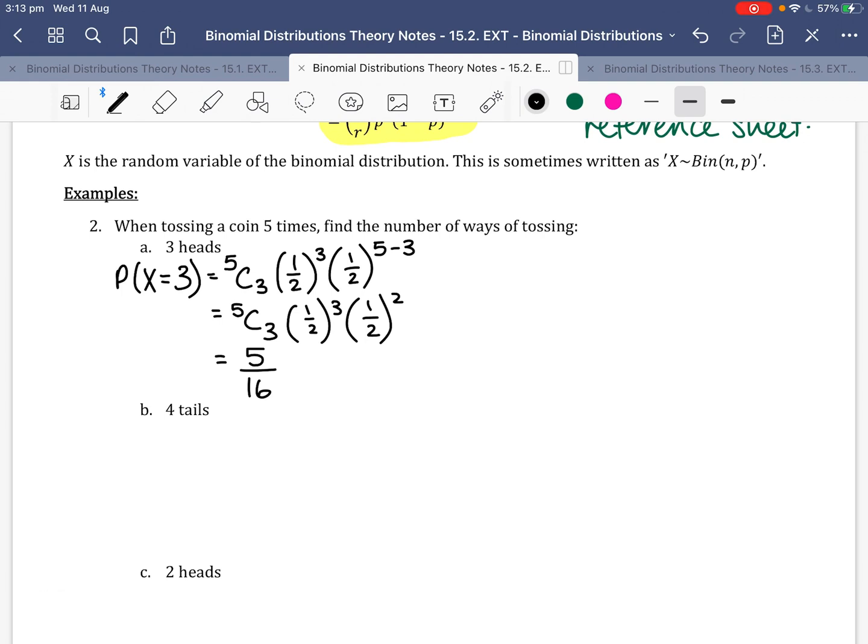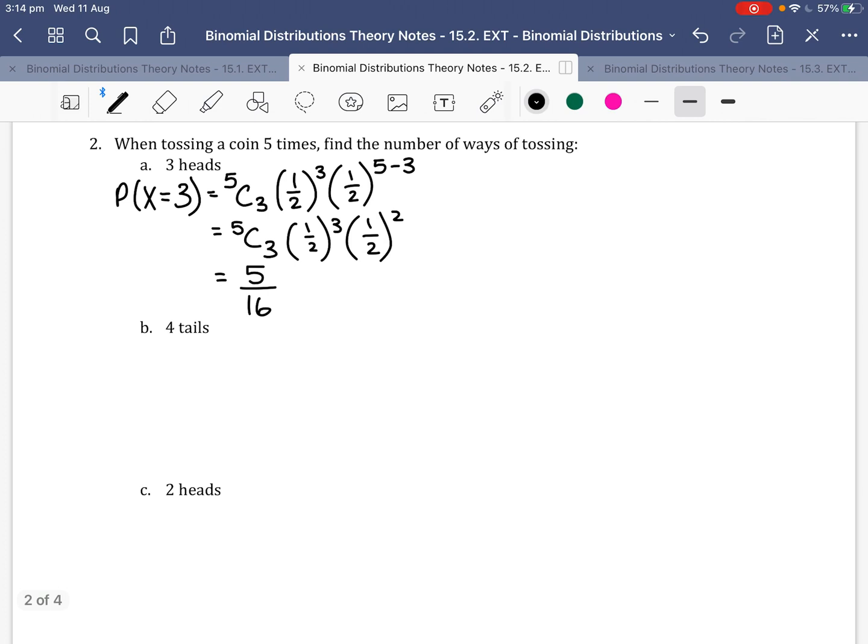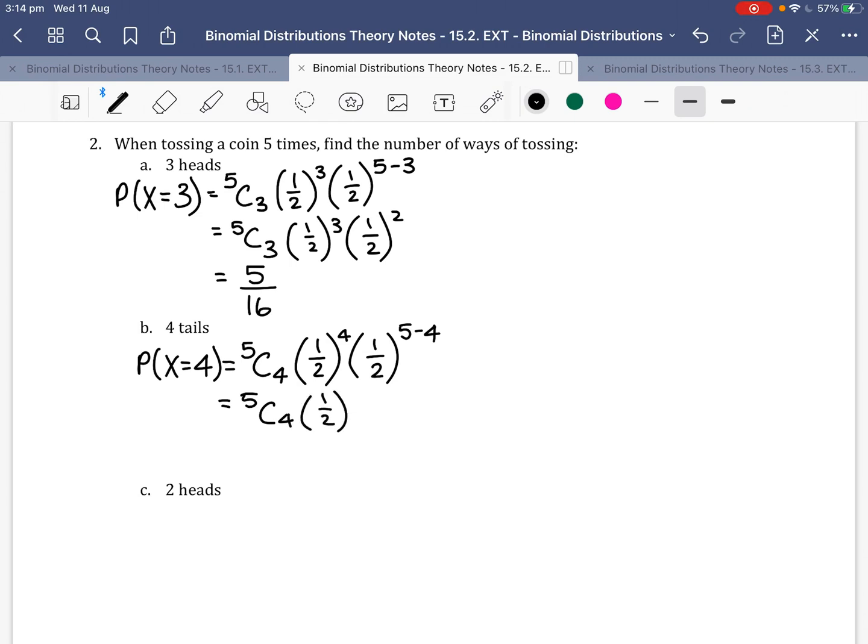Now we want to know, when tossing a coin 5 times, the number of ways of tossing 4 tails. So we're finding the probability of X equals 4. In this case, we have 5 coins that we're tossing, and the success occurs 4 times. So it's going to be a half, because the probability of tossing a tail on a coin is a half, to the power of 4, and then 1 minus the probability, so that's also a half, to the power of 5 minus 4. So this equals 5 choose 4, a half to the power of 4, a half to the power of 1. When we put this into our calculator, we get 5 over 32.